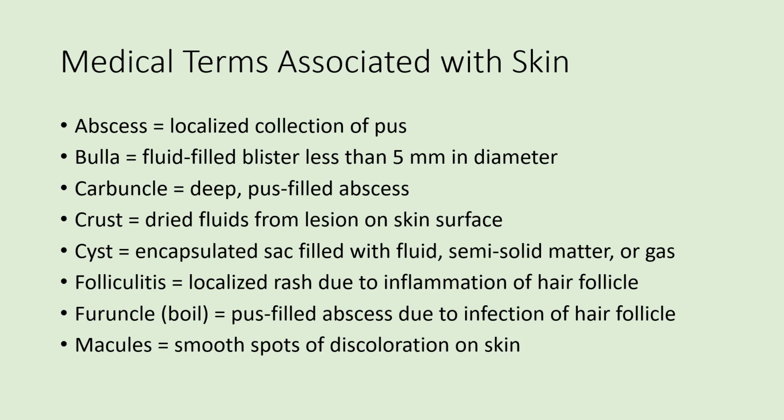Some medical terms associated with the skin. Sometimes you hear the term abscess. That's basically a localized collection of pus. Pus is dead cells, dead tissue debris, etc. A bulla is a fluid-filled blister that's less than 5 millimeters in diameter. If it's a deep pus-filled abscess, it's a carbuncle. Crust is dried fluids on the skin surface, usually covering a lesion.